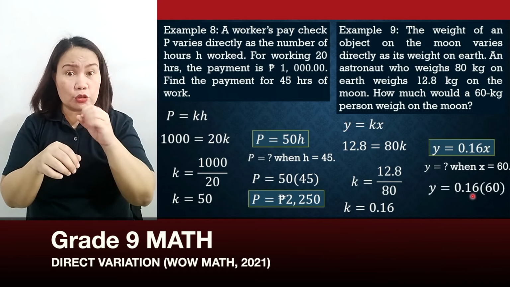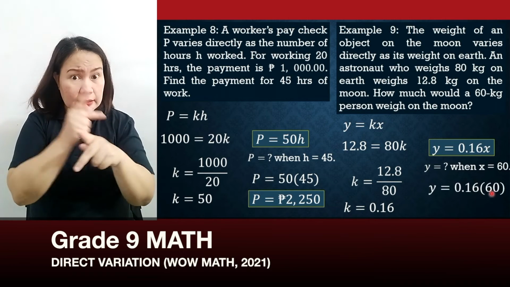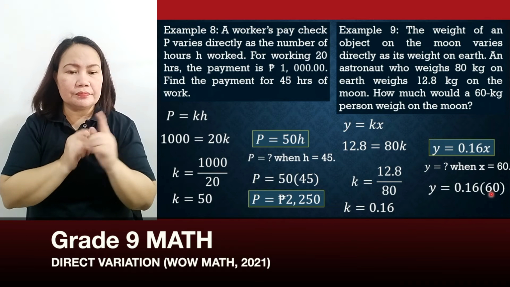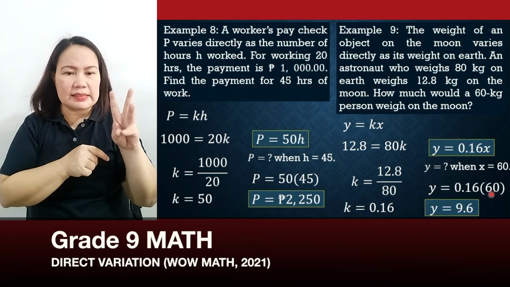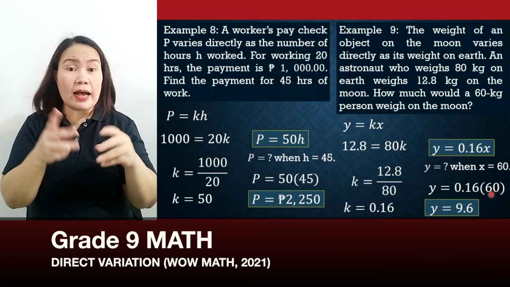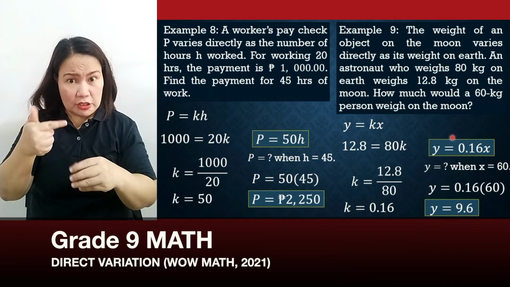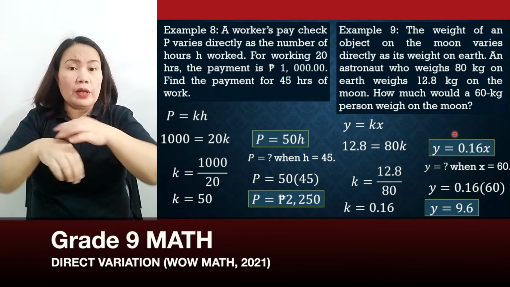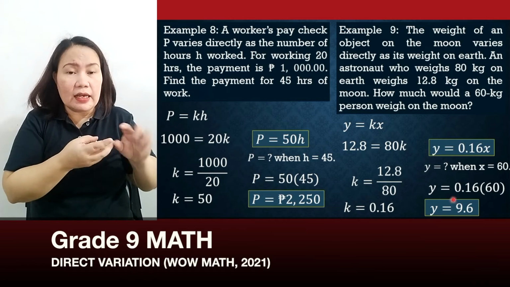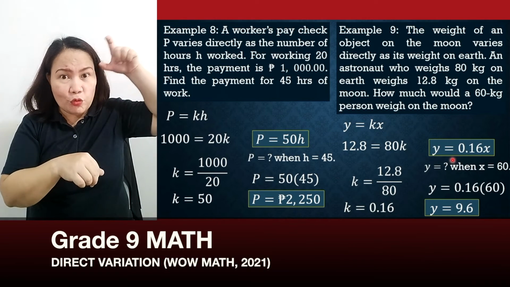So, that is 0.16 times 60. The answer is 9.6. So, ibig sabihin, a 60 kilogram person, no, on Earth will weigh 9.6 kilogram on the moon.